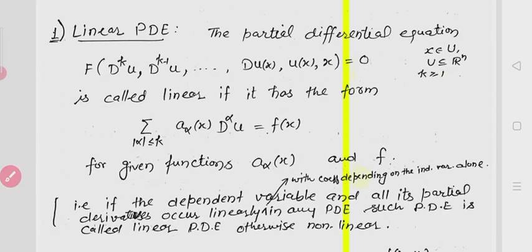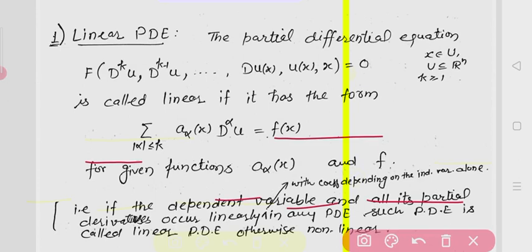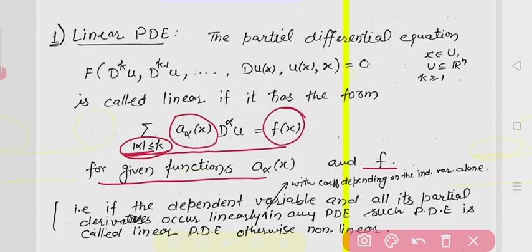First of all is the linear partial differential equation. The partial differential equation of the form F(D^k u, D^(k-1) u, ..., Du, u, x) = 0 is called linear if it is of the form summation a_alpha(x) D^alpha u = f(x), where mod of alpha is less than or equal to k, for some given functions a_alpha(x) and f(x). So this type of equation is known as linear.